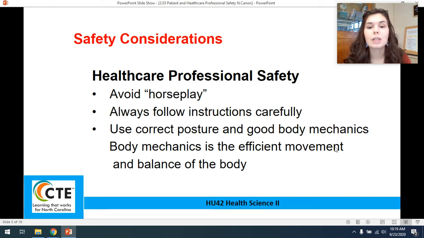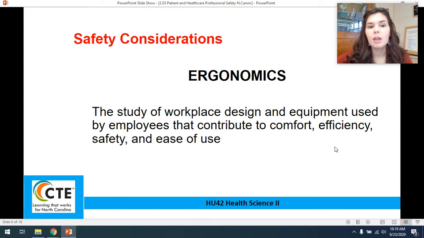Always follow instructions really carefully and use the correct posture and good body mechanics. We're going to be talking about body mechanics here in just a few slides, but you really need to make sure that you're using those body mechanics to help you efficiently move a patient or a heavy item and prevent yourself from getting injured. The definition of body mechanics is the efficient movement and balance of the body.